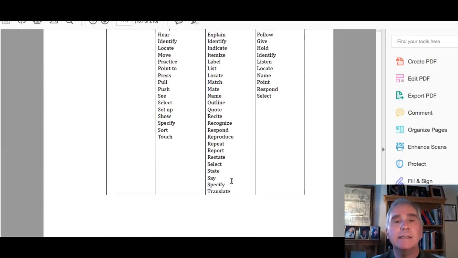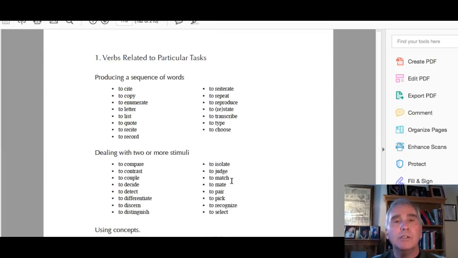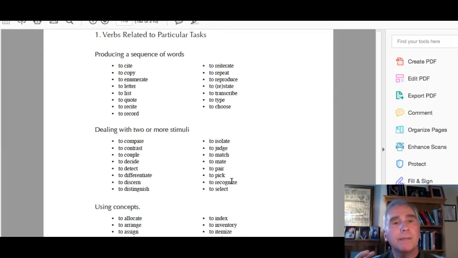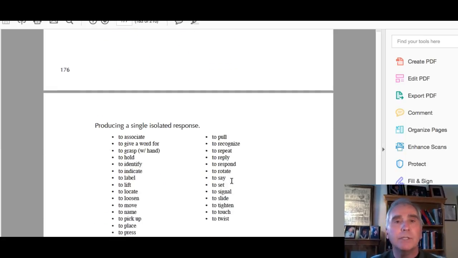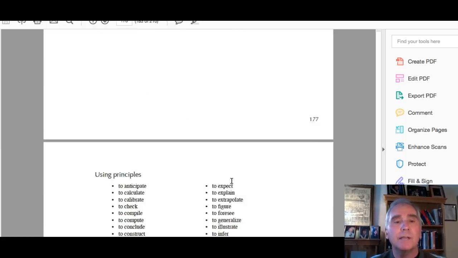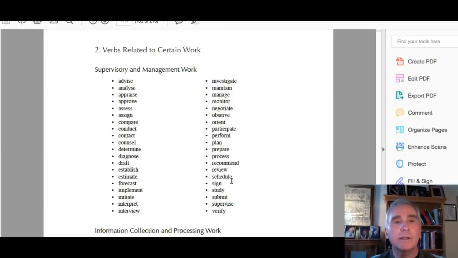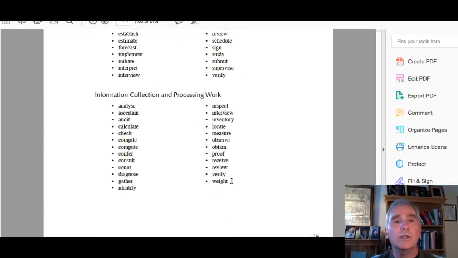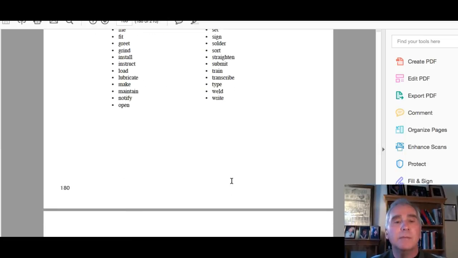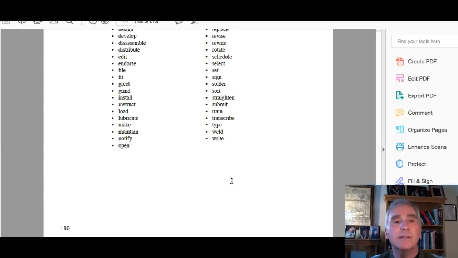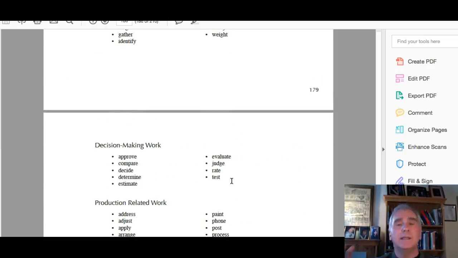There's tons and tons of verbs that you can choose to capture the performances in each domain that you want your students to be able to do. So this is something you should really look at when you're looking at your profile, developing your profile. Okay, so it goes on and on, all sorts of ways. Verbs related to certain work. There's page after page of verbs. Okay, 171 to 180. Take a look at that.